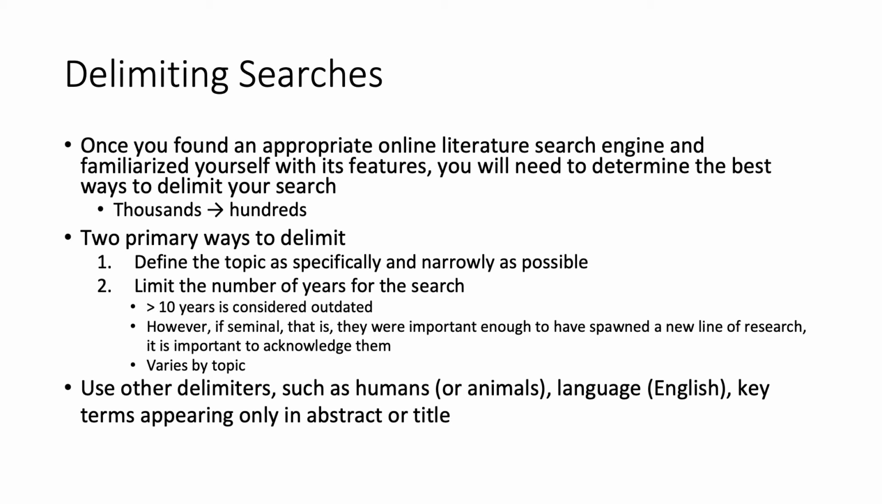Once you have found your preferred online literature search engine, such as PubMed for me, and you've familiarized yourself with its features, you will then determine the best way to delimit your search. This is going from thousands of research articles relating to a topic down to hundreds. For example, if you're looking at exercise programs and obesity, you don't want to search just obesity or just exercise programs. You want to search for obesity and exercise programs together. This gets a little more specific and hones in on those research articles.